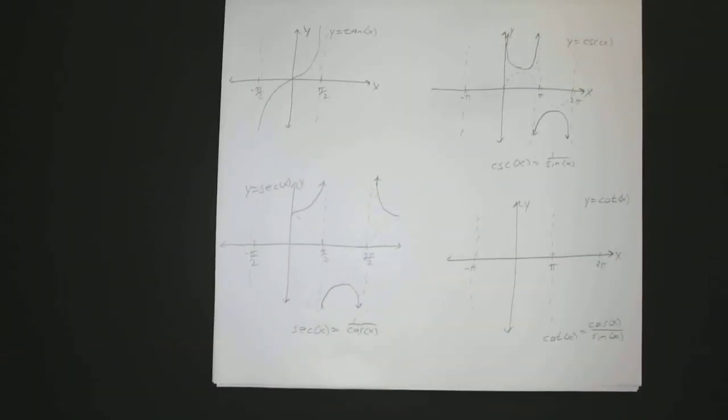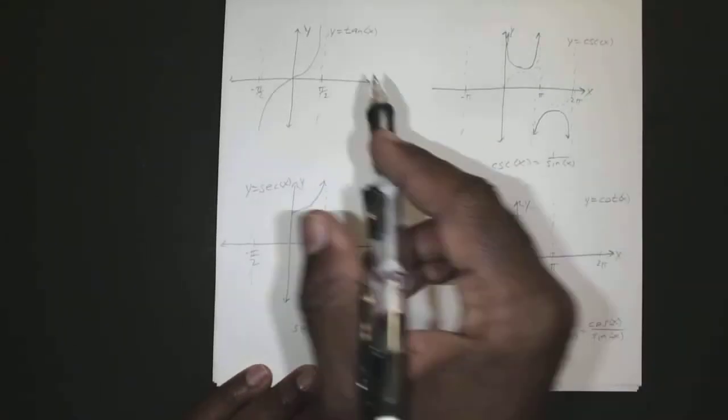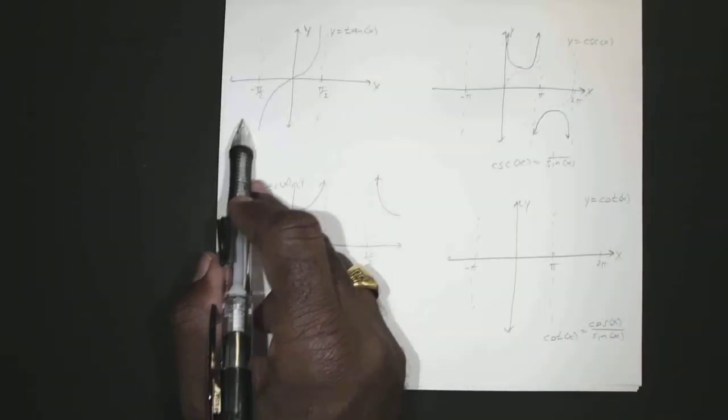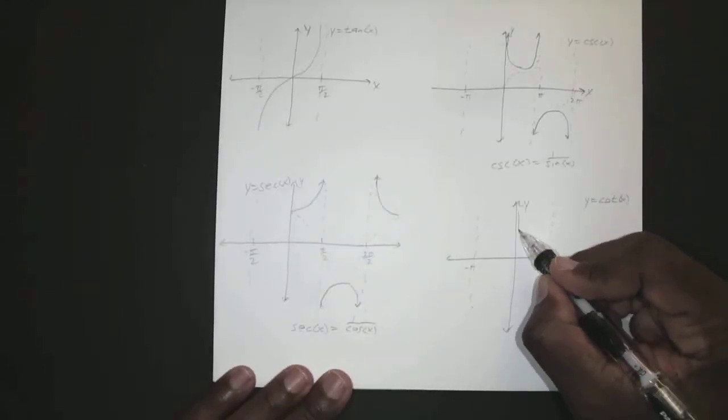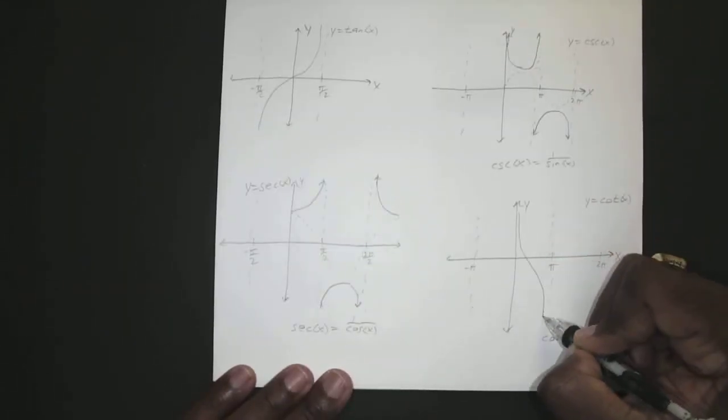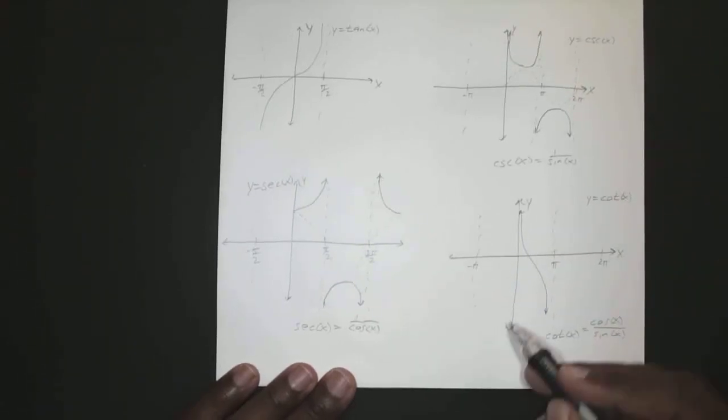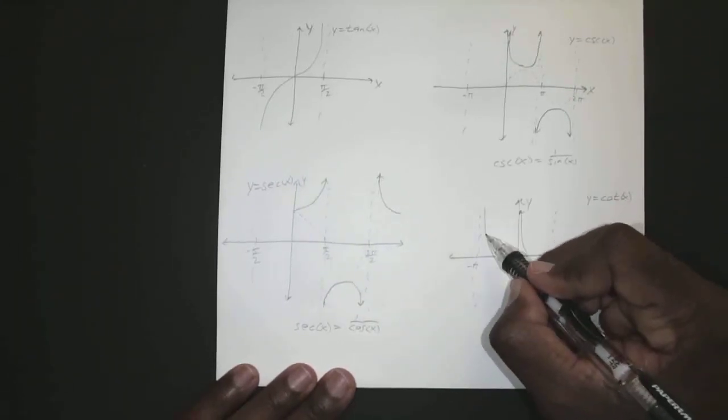But we know with tangent and cotangent, they're just kind of reciprocals of each other. So really, our cotangent is just tangent flipped around. Okay, so it kind of looks like that. And it repeats over and over and over.